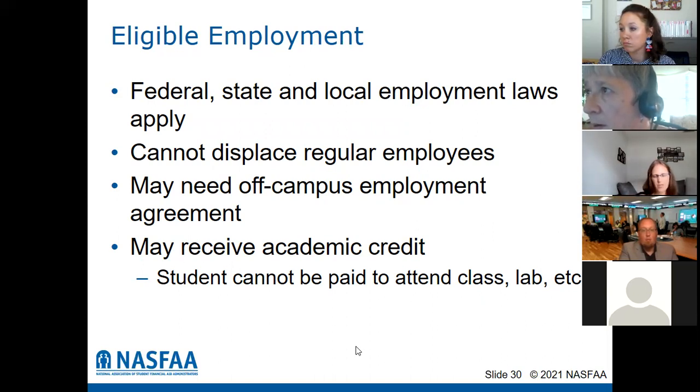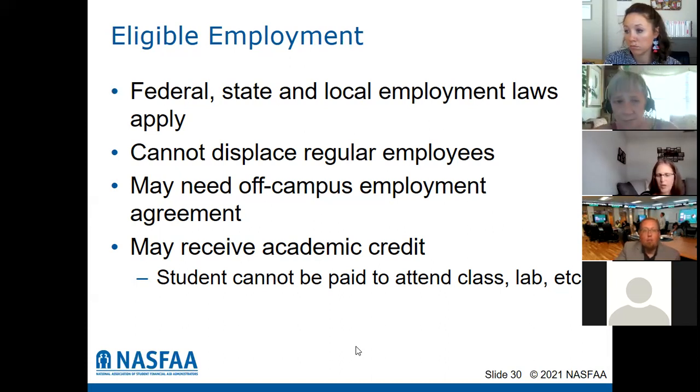A school may award academic credit for employment in a federal work study position. A student receiving academic credit in a federal work study position must be paid at the same rate as if no academic credit were received. The student should be paid only if the employer would normally pay others for performing the same work in the same position, and should not be paid for receiving instruction in a classroom, laboratory, or other academic setting.